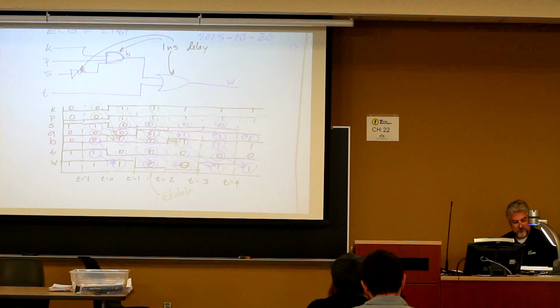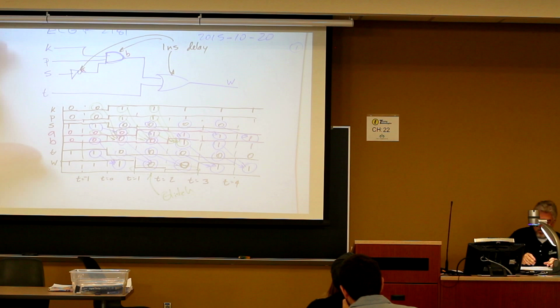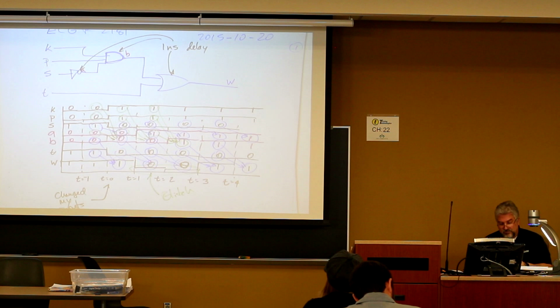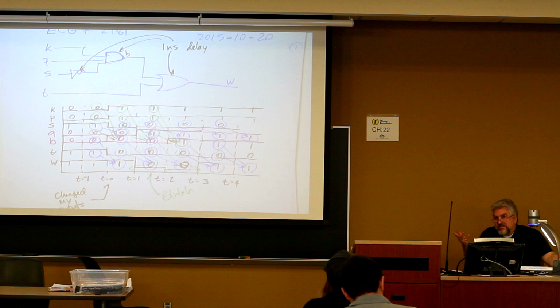All right, first of all, at T0, what I did is I changed my inputs. Because I changed my inputs, a lot of my gates got different outputs, right? Maybe I should take this through an even simpler example.